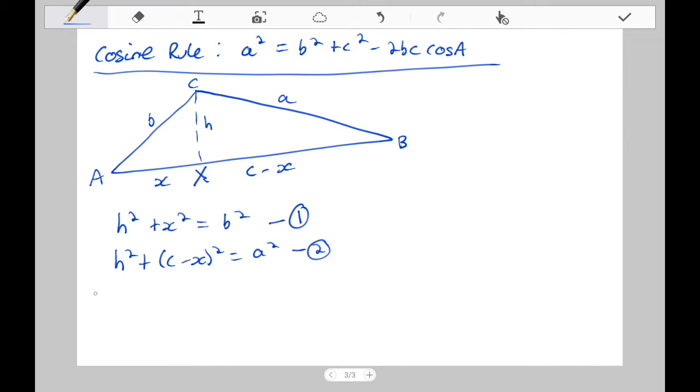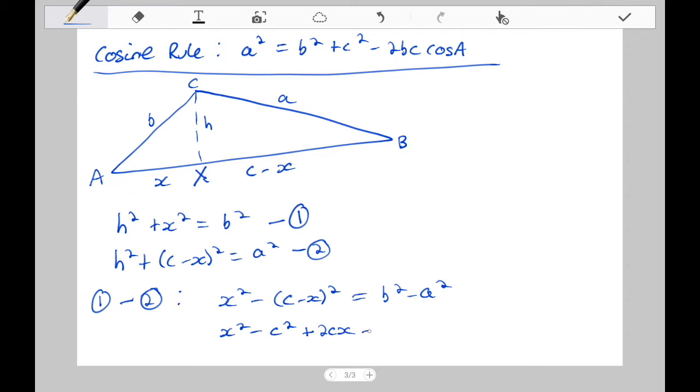Now if we perform 1 minus 2, the h squareds will cancel, and we get x squared minus (c minus x) all squared on one side, and b squared minus a squared on the other side. Now we're going to expand this bracket, so we get x squared minus c squared plus 2cx minus x squared is equal to b squared minus a squared.